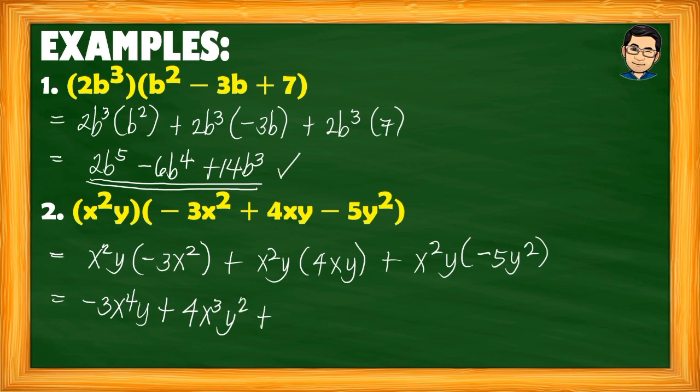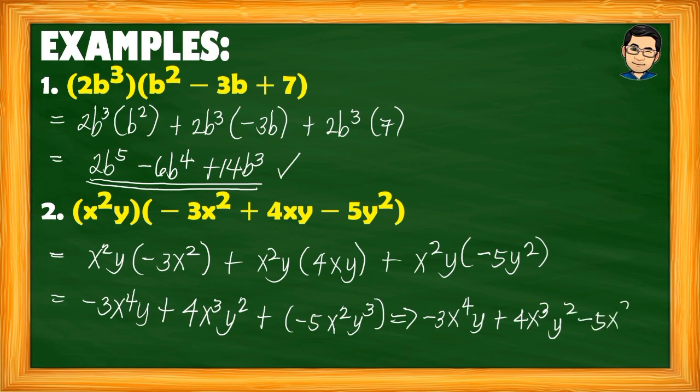Finally, x squared y times negative 5y squared. So, 1 times negative 5, that is negative 5. And then x squared, copy lang natin. Tapos, y times y squared, that is 1 plus 2, so y cubed. So, yung final answer natin, i-write lang natin, negative 3x to the 4th power y, plus 4x cubed y squared, minus 5x squared y cubed.